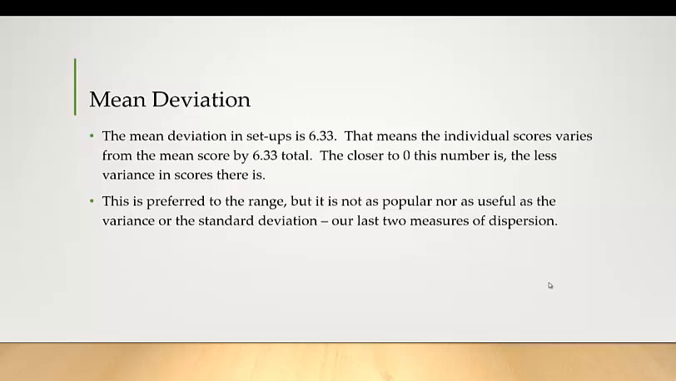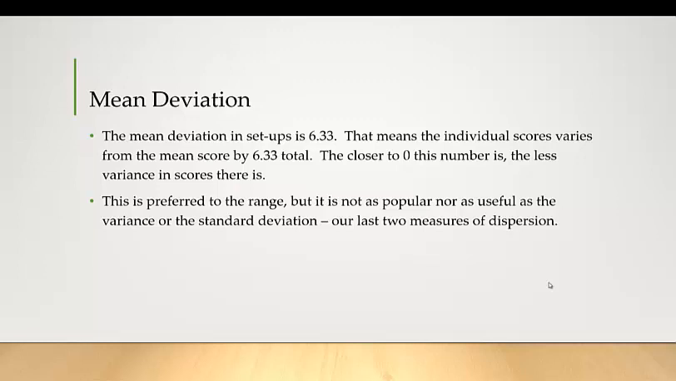Our cheerleaders, the mean deviation would be what? It would be 0. There was no deviation from the mean. Everybody had the same. So there is absolutely no variance in the number of sit-ups that our cheerleaders can do compared to that of our class officers.